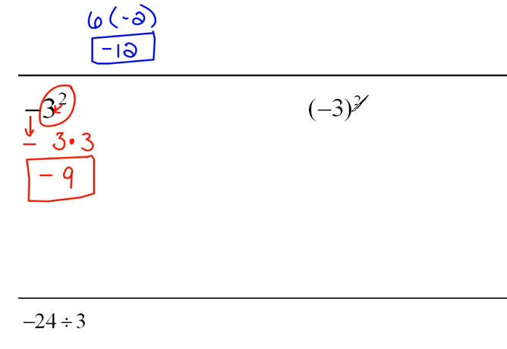Now over here, on the other hand, if the 2 were to reach out and touch something, it's going to touch that parenthesis. That means that everything inside the parenthesis is being squared. So this is literally negative 3 times negative 3. Well, again, 3 times 3 would be 9, but because they are the same sign, the answer is positive.